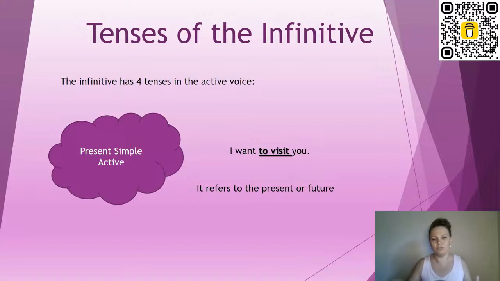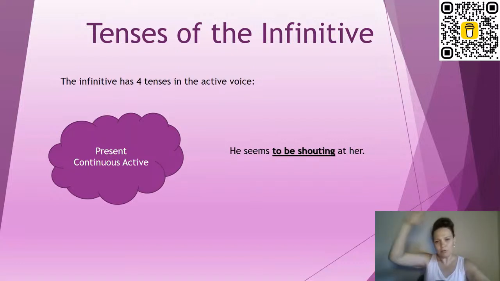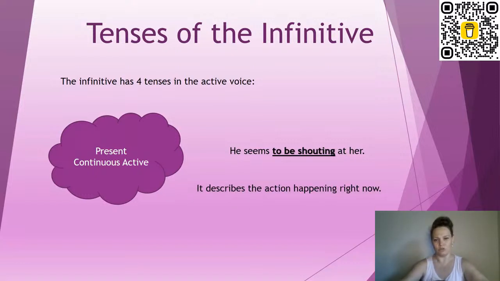But present simple active is used for both present and future. The next one, present continuous active. For example, he seems to be shouting at her. We remember from our previous lessons that continuous is to be plus the verb with ing ending. After seem, we use to infinitive, so he seems to be shouting at her. The infinitive describes the action happening right now, at the moment of speaking.